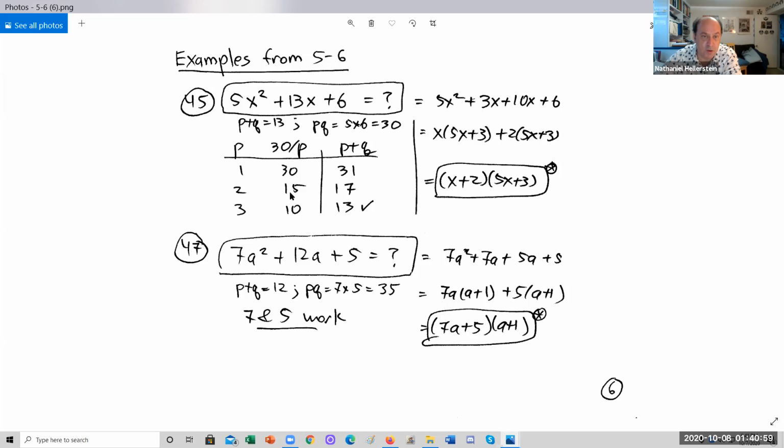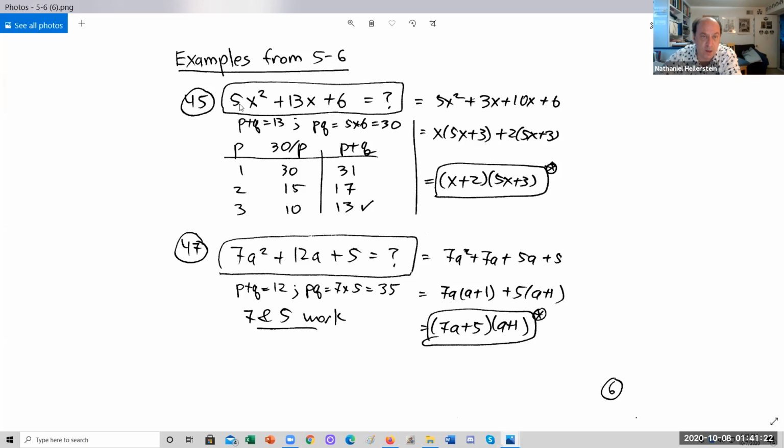If p is 2, then q is 15. The sum is 17. Well, it's closer, but not quite there. If p is 3, then q is 10. And 3 plus 10 is 13, as required. So there we go. So the next step is to write this by breaking up this 13x into 3x plus 10x.